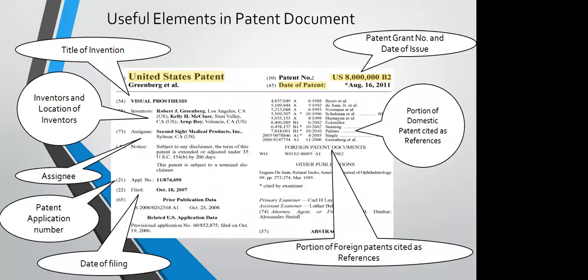This is the structure of an Indian patent document. At the top is the title of the invention, then the inventor's name and location, then the assignee, the patent application number, and the date of filing. After that, the portion of domestic patents cited, and the portion of foreign cited documents available in your document, then the patent grant number and date of issue. It means you filed a patent application in 2007 and it was granted in 2011.